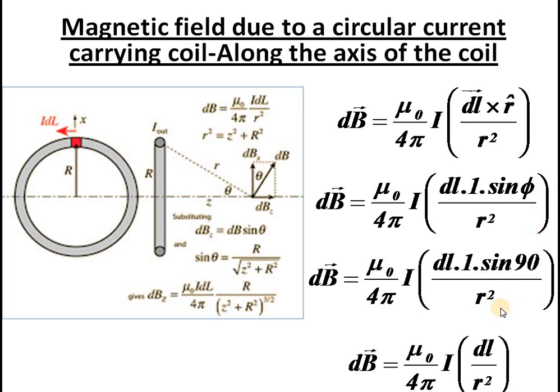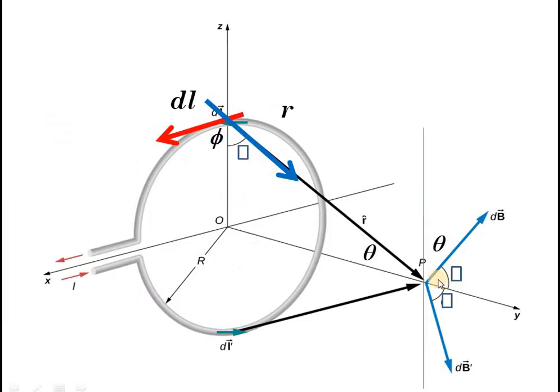So we got this relation. Sin 90 is of course 1. So this equation now reduces to a simple form like this: mu 0 by 4 pi I dL, it is only dL here, by r square. So this is the magnetic field at the point P due to this small element only.